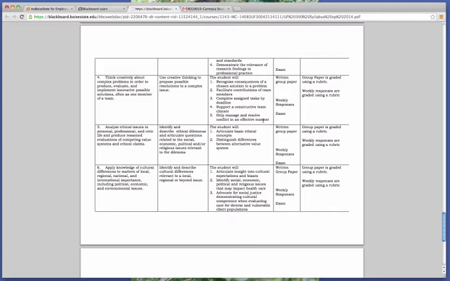The last big item that we're going to work on is to apply knowledge of cultural differences to matters of local, regional, and national and international importance, including politics, economics, and environmental issues. Primarily, our issues will focus around healthcare, but again, these are really ways that we are going to meet the outcomes that the university has set for people to earn a bachelor's degree from our university.